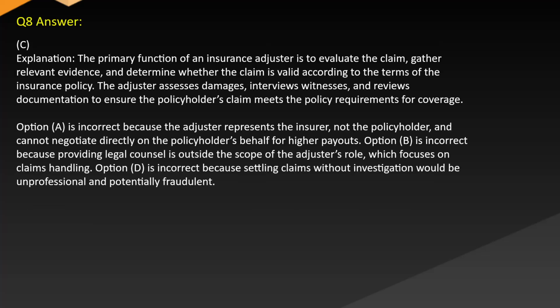Answer: C. Explanation. The primary function of an insurance adjuster is to evaluate the claim, gather relevant evidence, and determine whether the claim is valid according to the terms of the insurance policy. The adjuster assesses damages, interviews witnesses, and reviews documentation to ensure the policyholder's claim meets the policy requirements for coverage.